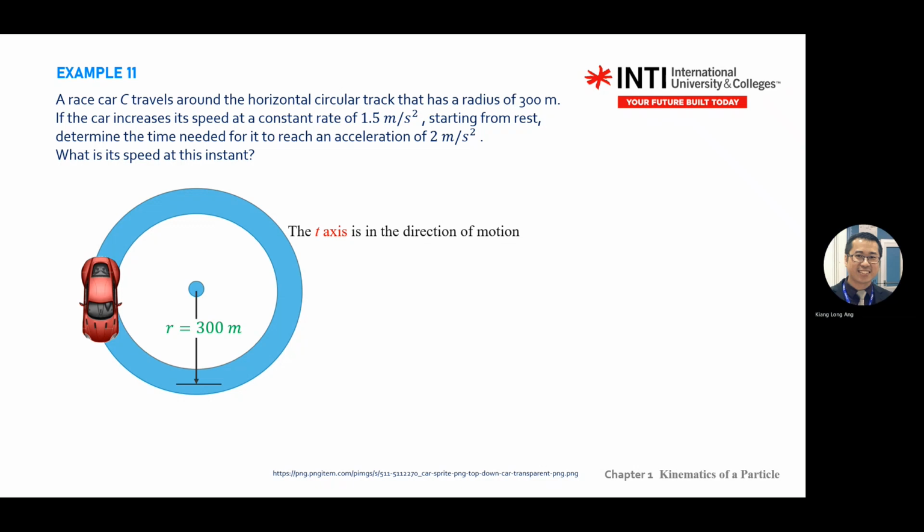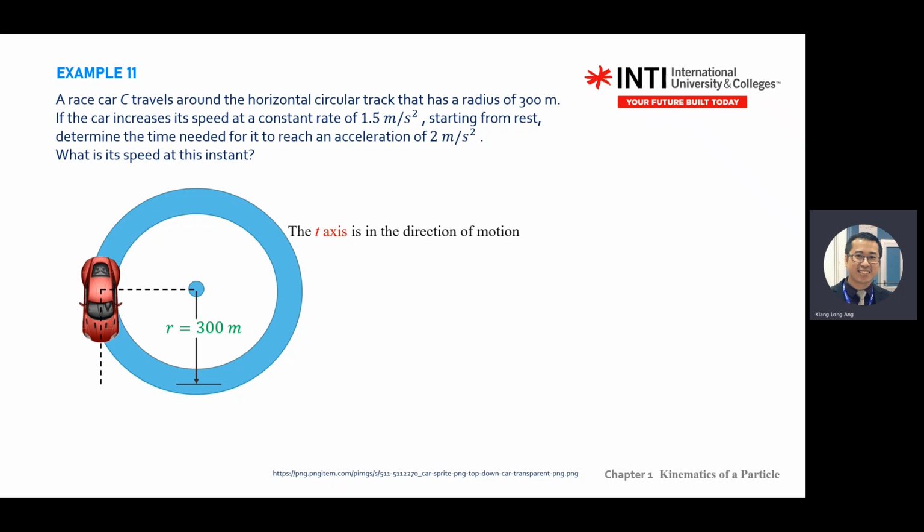This is acceleration, you're given the A, and your A is constant. Starting from rest, you are given the initial velocity, 0. Determine the time it needs when your acceleration reaches 2 meters per second squared. You're given the initial acceleration and final acceleration, and you need to find the speed V at that instant.